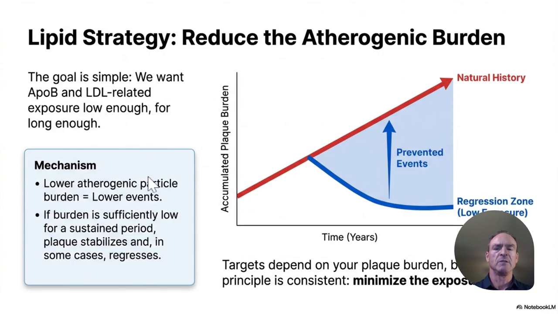So our strategy is to make the ApoB, or make the particle count, sufficiently low such that we start to get some reverse cholesterol transport. In other words, we start to get some cholesterol out of the blood vessel wall instead of it being deposited in the blood vessel wall. So that is our big goal, is to minimize the exposure to ApoB particles.